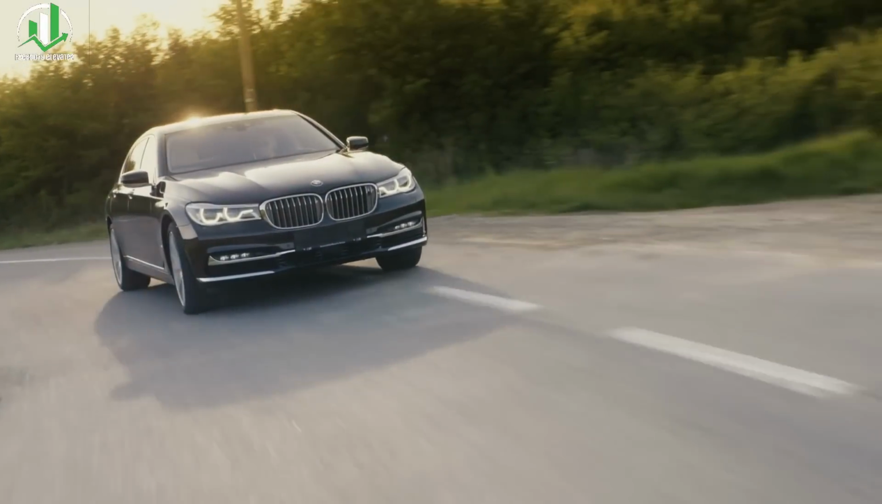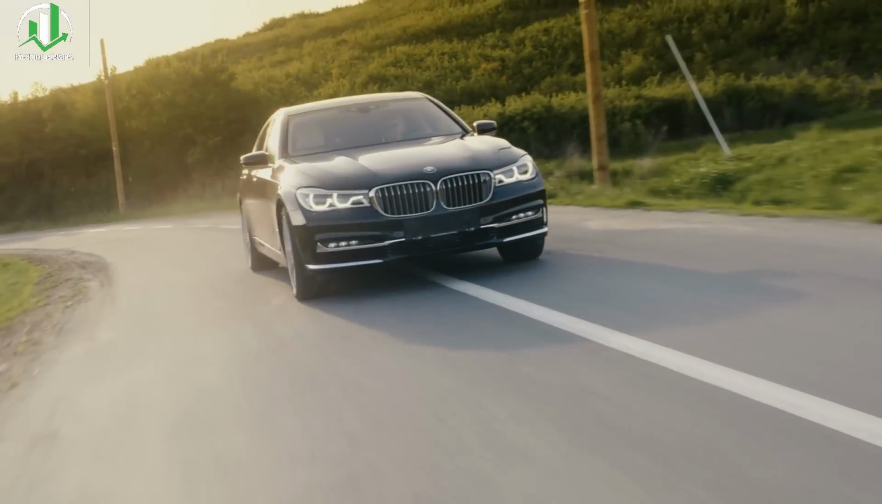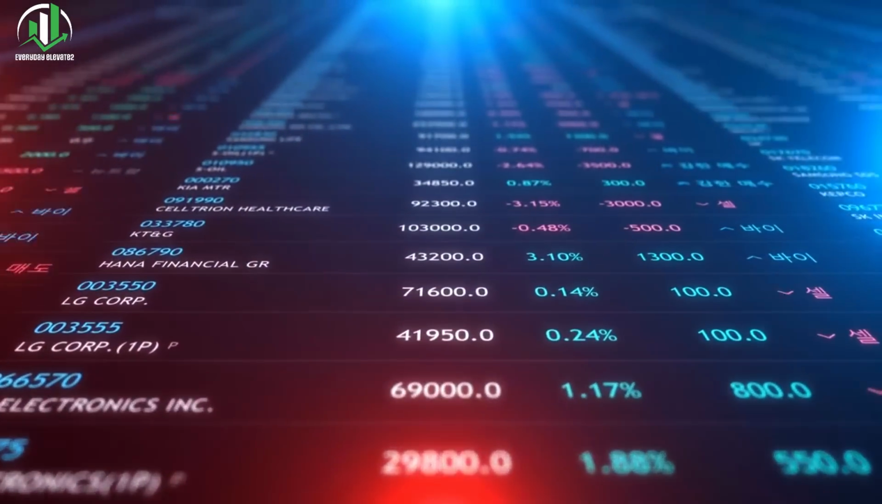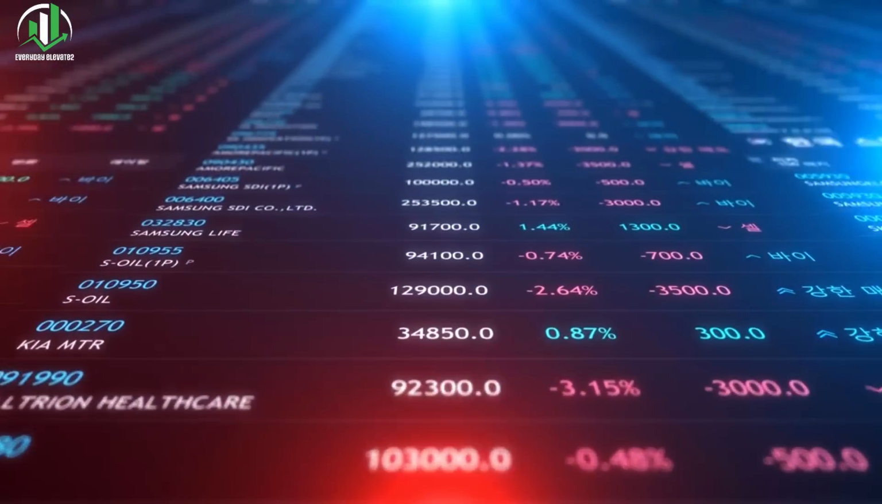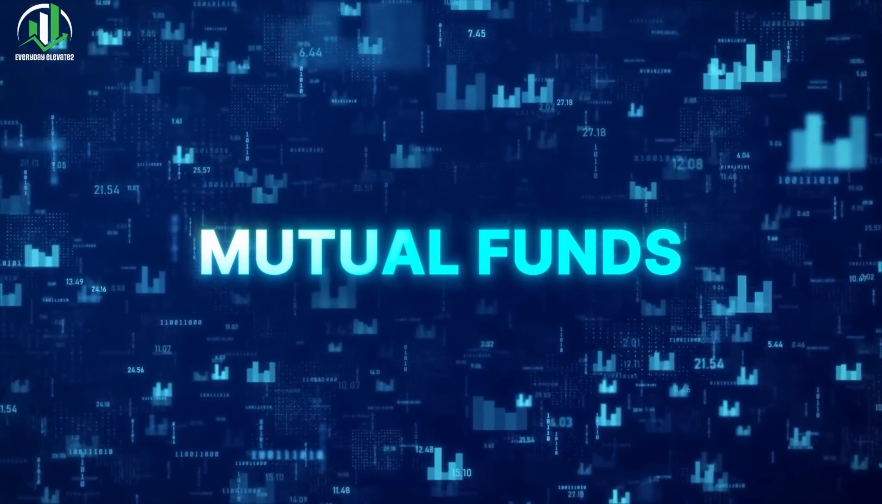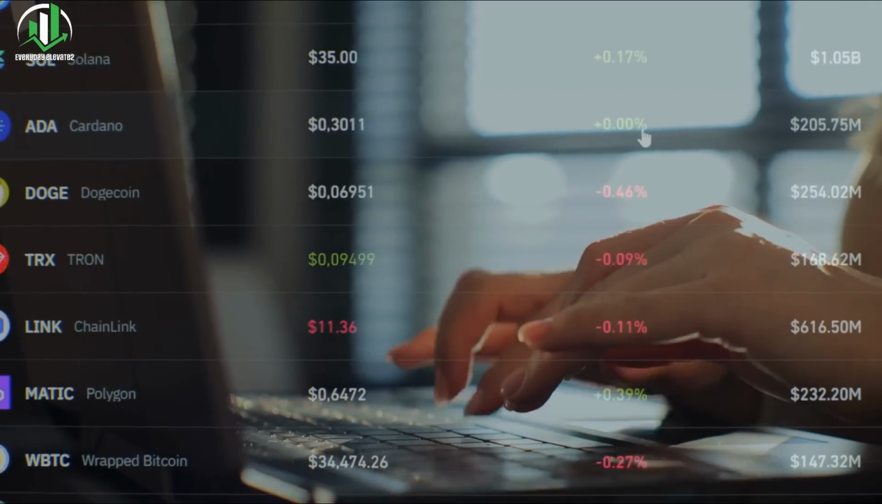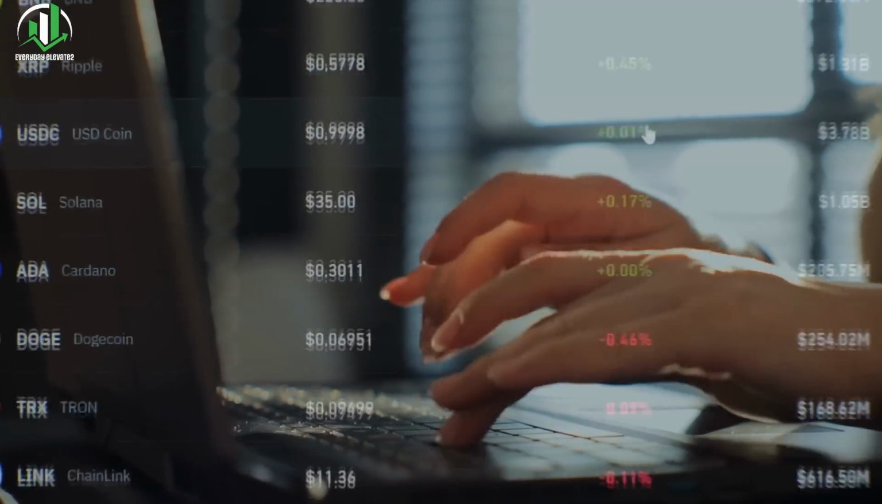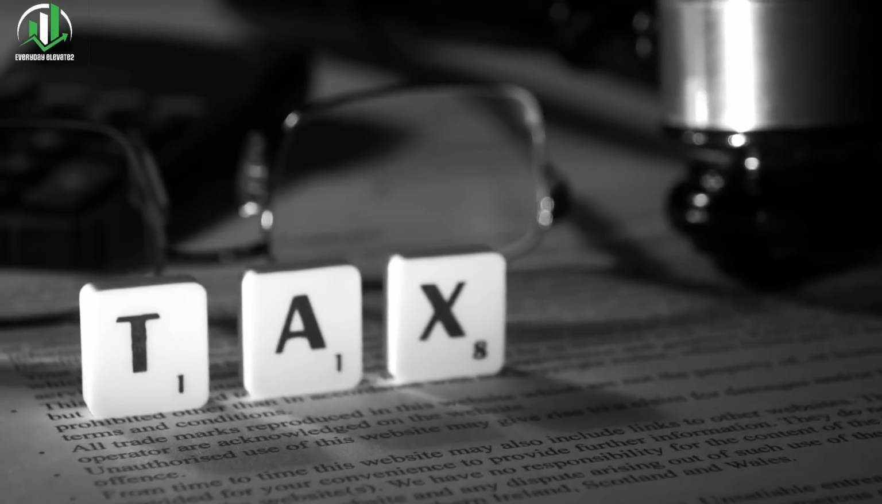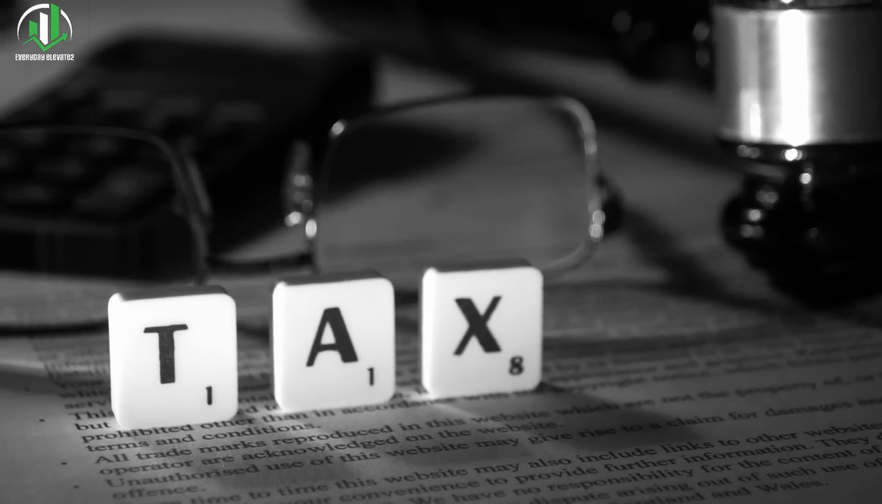Choosing the right investment vehicles is the next step. You can invest in individual stocks and bonds, which require active management, or opt for mutual funds and ETFs that provide diversified exposure with less hands-on management. Index funds, which track specific market indices, offer broad market exposure at a low cost and are an excellent option for many investors. Tax efficiency is another important consideration.